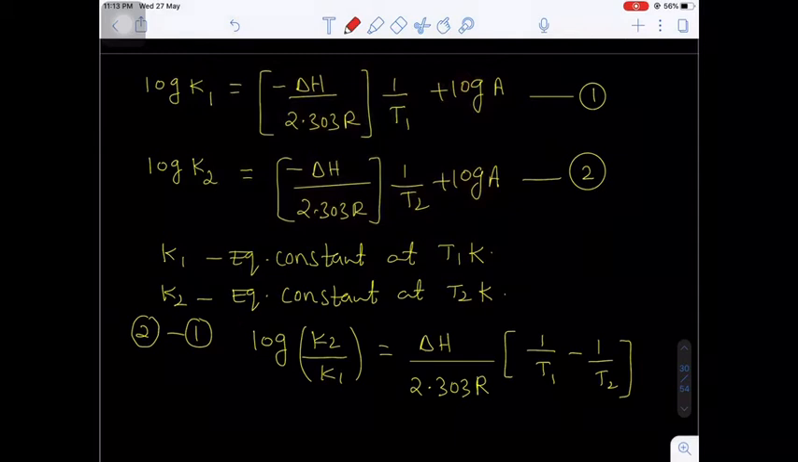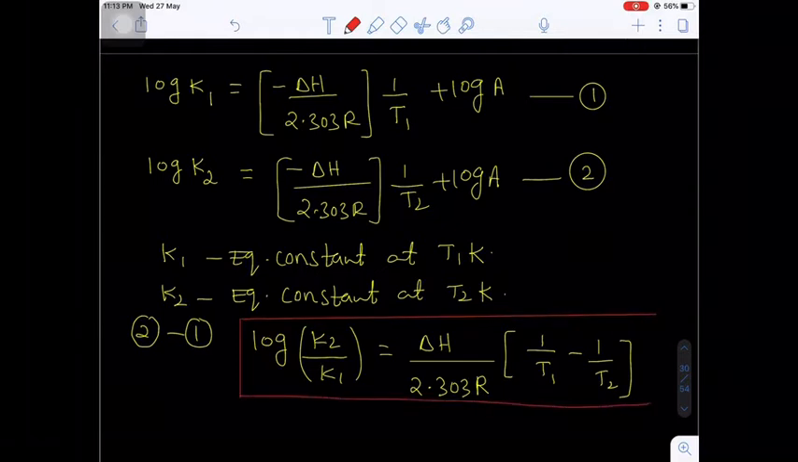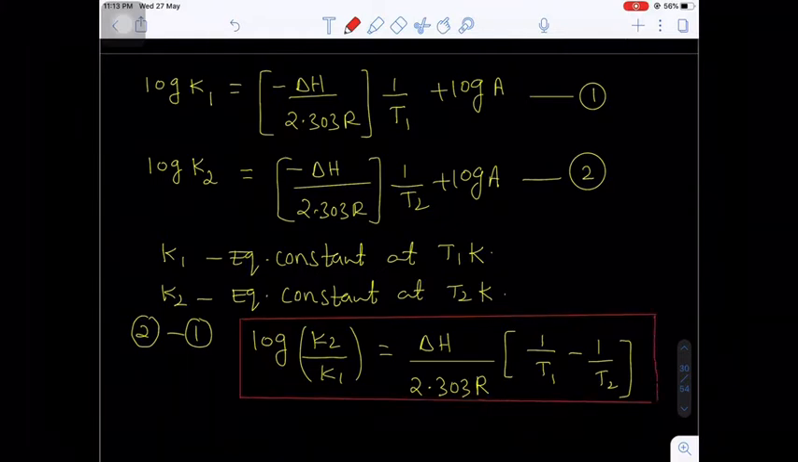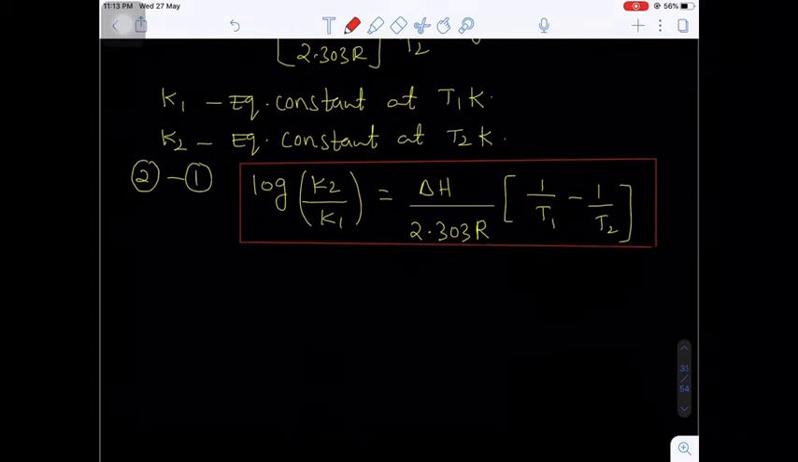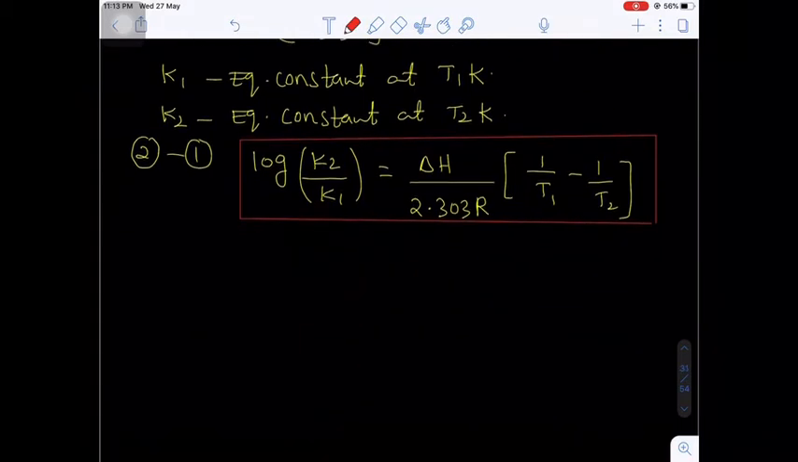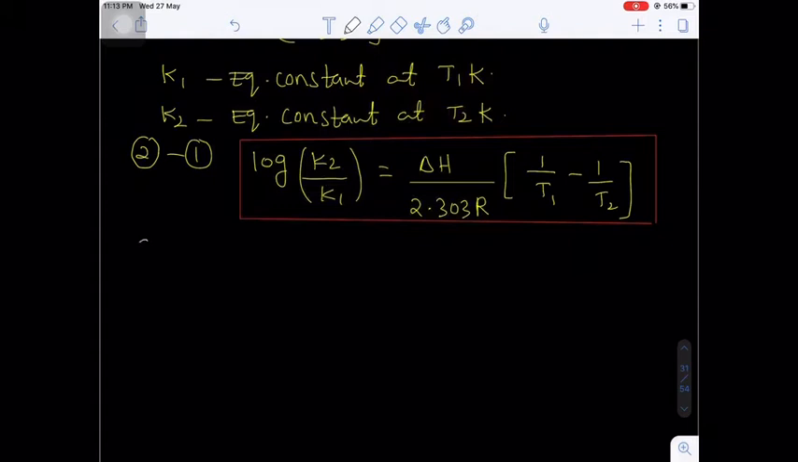So this is a very important relation between the equilibrium constant versus temperature. Equilibrium constant versus what? Temperature. Okay, now here the relation between K1, K2 and temperatures. Okay, now here we have the first case.